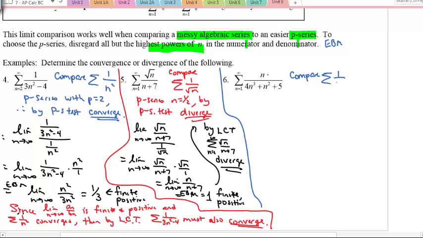n cubed, that simplifies to 1 over n squared. P series with, this was not n, it's p, right? p equals 2. So by the p series test, we know this converges.